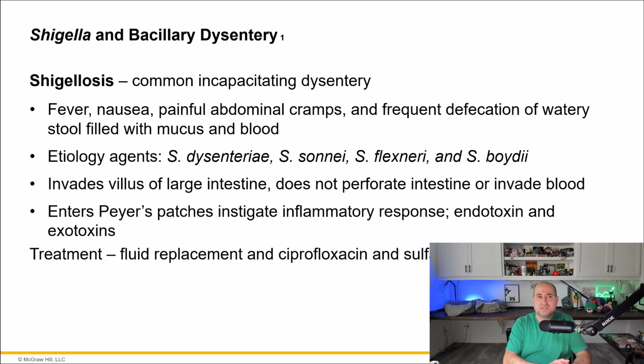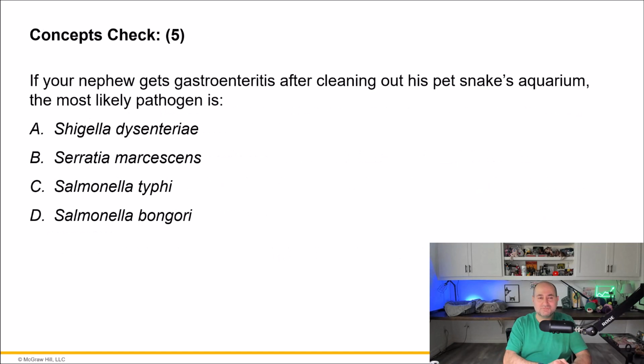And do you remember Shigella causes dysentery, right? So Shigella causes bacillary dysentery. So we should know this answer, right? If your nephew gets gastroenteritis after cleaning out his pet snake's aquarium, the most likely pathogen is, remember, Salmonella bongori, because that's the species that's found in cold-blooded animals.